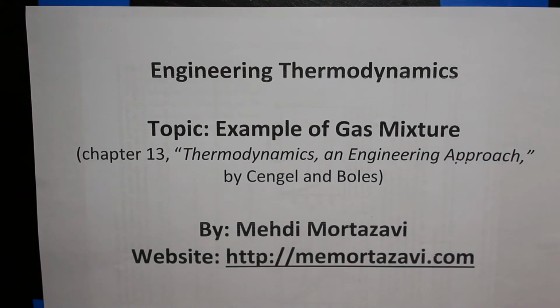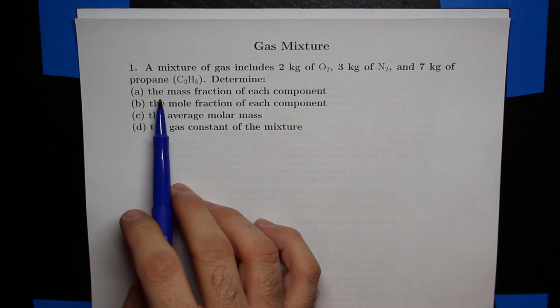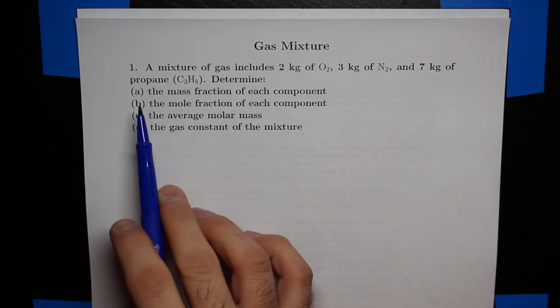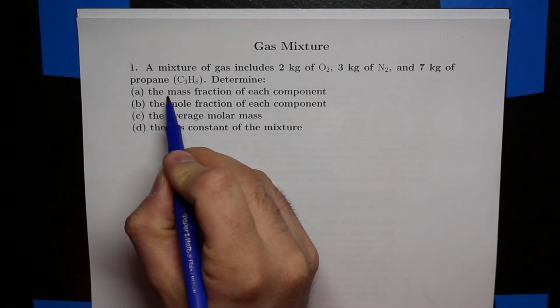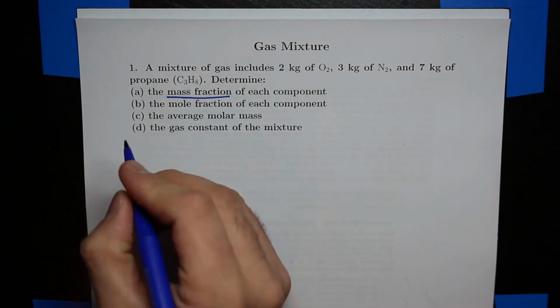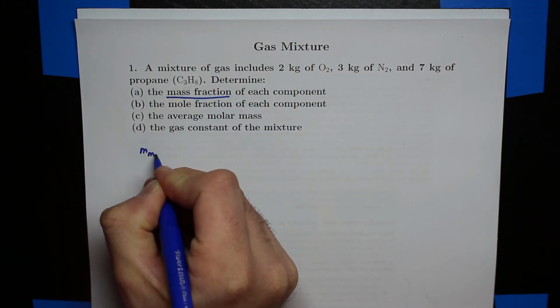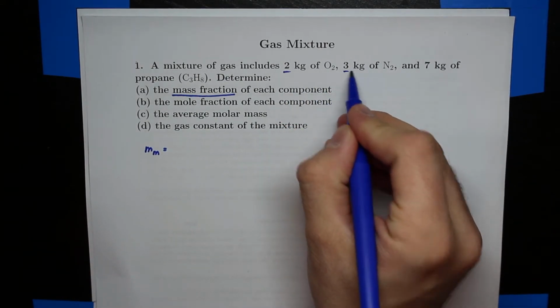Okay, so let's do one example for gas mixture. In this problem, we have a mixture that includes 2 kilogram of oxygen, 3 kilogram of nitrogen, 7 kilogram of propane, and the question is asking for the mass fraction of each component in part A. So mass fraction is basically the ratio of mass of each component to the total mass. So the total mass or the mixture mass is simply the sum of the mass of each component.